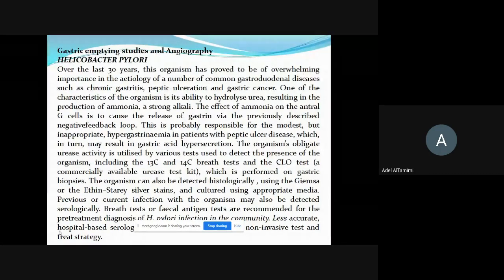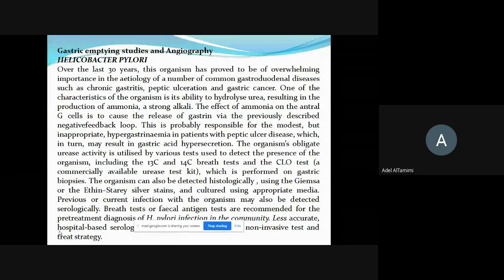And where does this acid damage come from? It means I have excessive acid secretion, and this excessive acid secretion comes from many causes. One of them is continuous alkalinization of the antrum by the ammonia produced by the bacteria, resulting in stimulation of G cells and overproduction of acid. The organism has an obligate urease activity.